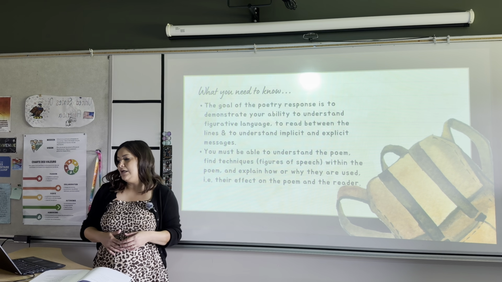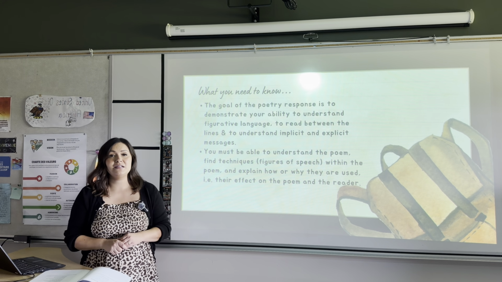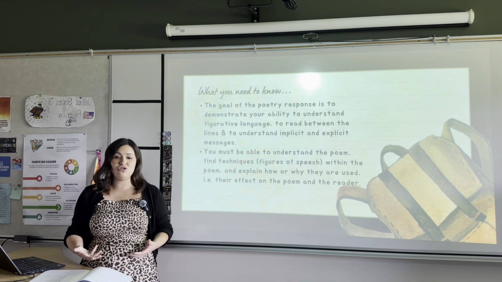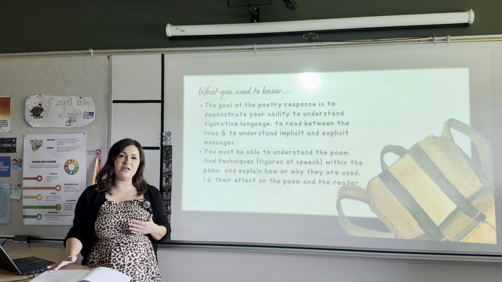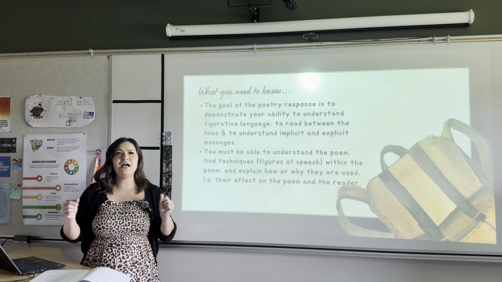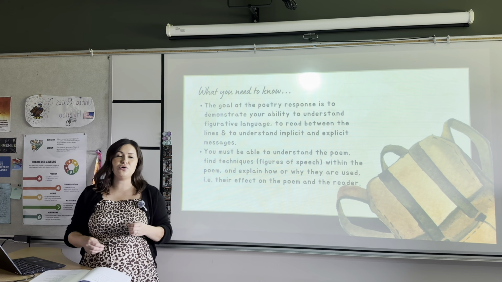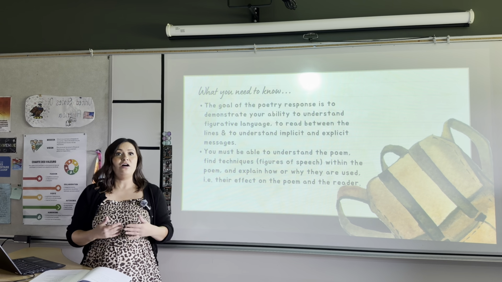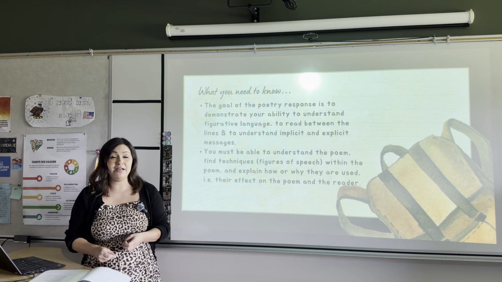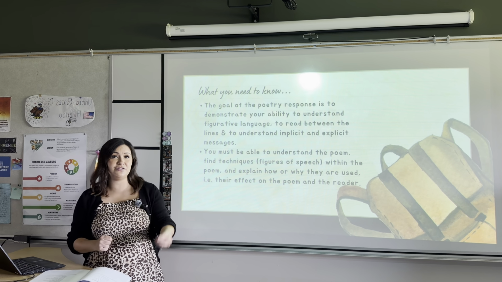To read between the lines means that you are able to read a message or a poem and find a message that isn't explicit. It's not obvious and in your face. You're able to figure things out that aren't told to you straight. Oftentimes figurative language does that. It hints at things, it doesn't say it directly.